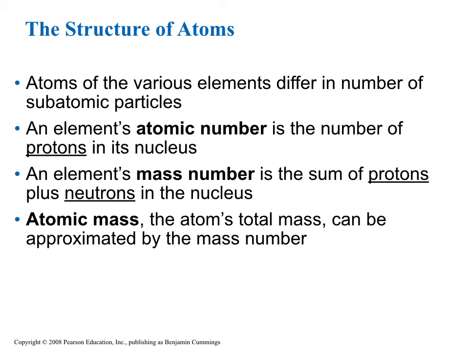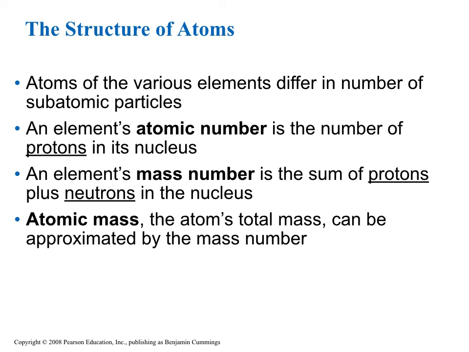So atoms of various elements differ in the number of subatomic particles. An element's atomic number is the number of protons in its nucleus, and this is specific for an element. So every hydrogen atom has one proton. Every helium has two protons.